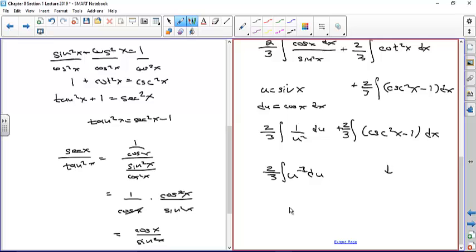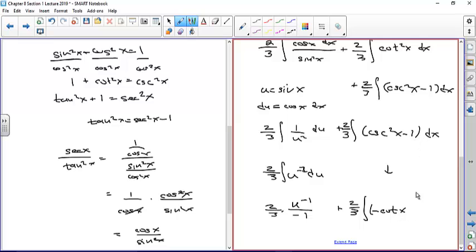I'm just going to follow that down. Now I'm going to integrate. So you get 2/3 times u to the minus 1 power divided by negative 1. Over here, you get 2/3. The integral of the cosecant squared is one that's in the book, and that's equal to negative the cotangent of x. So the integral of cosecant squared is negative cotangent x.